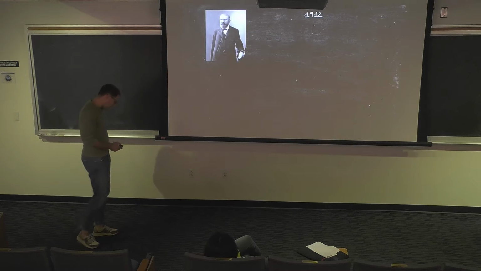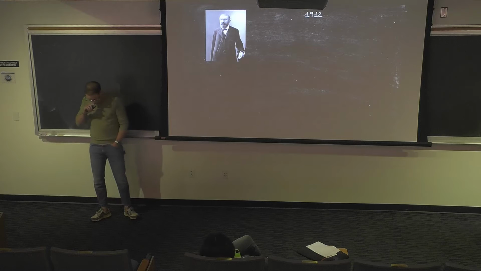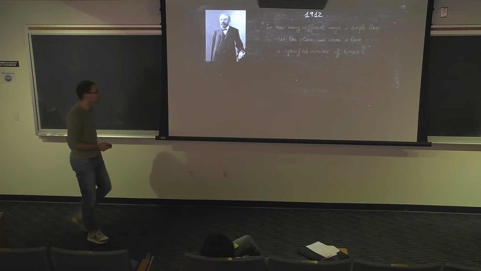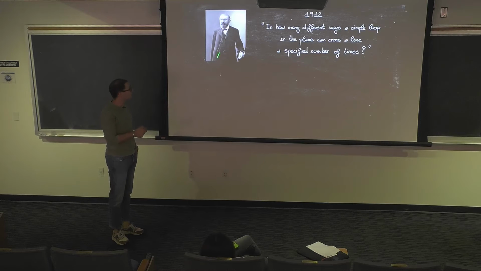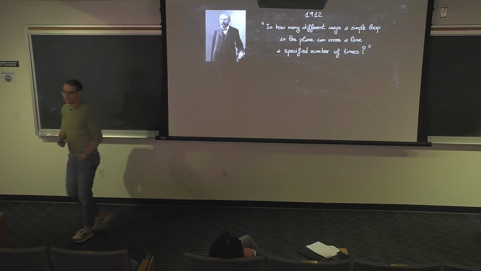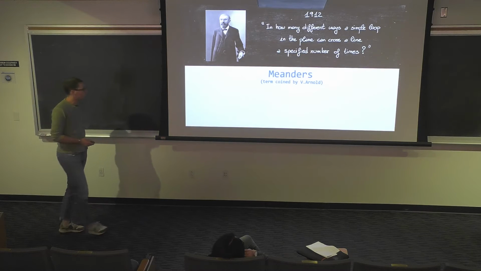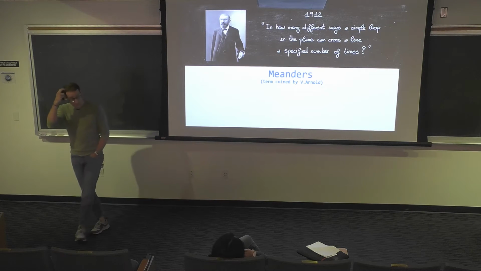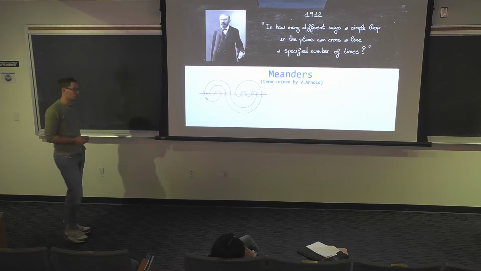Okay, why do I care about this model? So my motivations are coming from a very old question in mathematics, a question of Henri Poincaré in 1912. He asked in how many ways a simple loop in the plane can cross a line at a specified number of points? So in modern language, after Vladimir Arnold, these are called meanders.